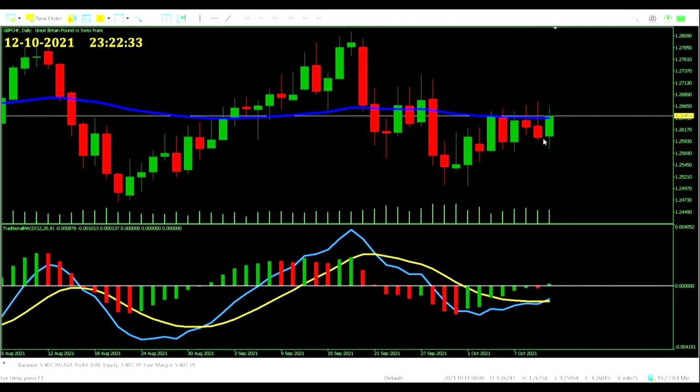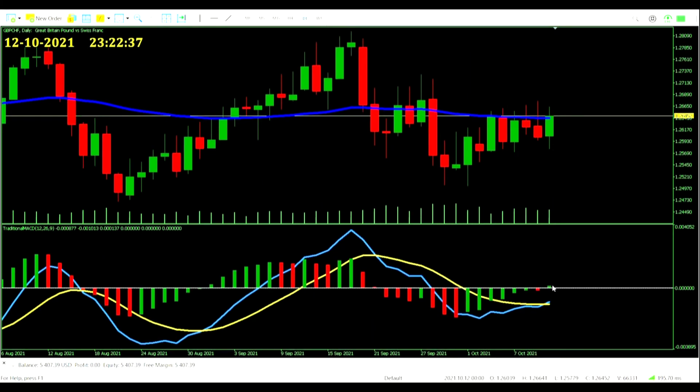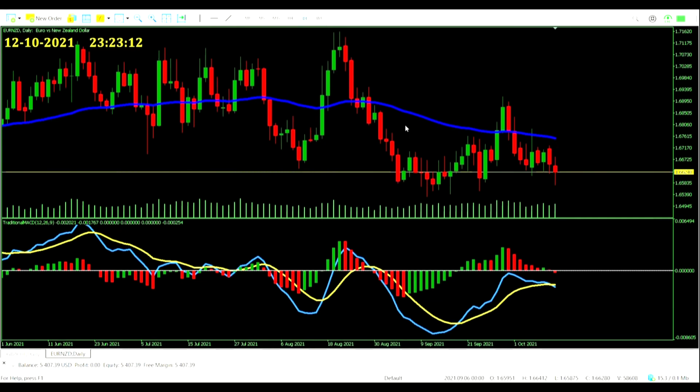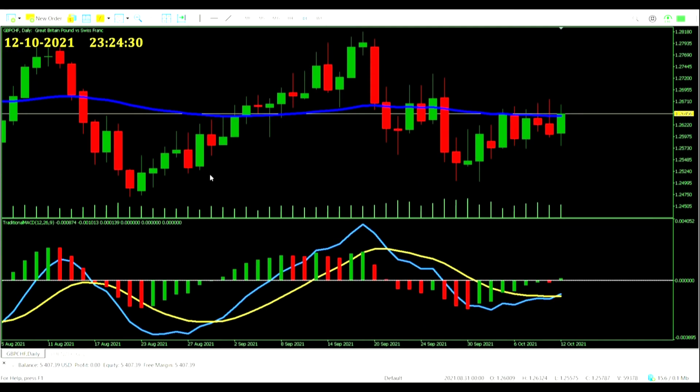Pound Swiss franc giving us a very narrow signal, but a signal nonetheless to the buy side. Price is a touch above that moving average and the MACD is coming above zero. We'll come back to this one if there's no other trades out there. Also a sell signal coming on the Euro New Zealand dollar pair. So now two potential trades we've got. No overlap on any of the currency pairs. No other trades out there for us. So let's take these two.